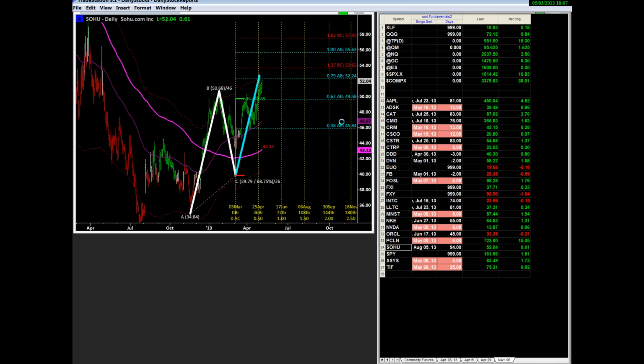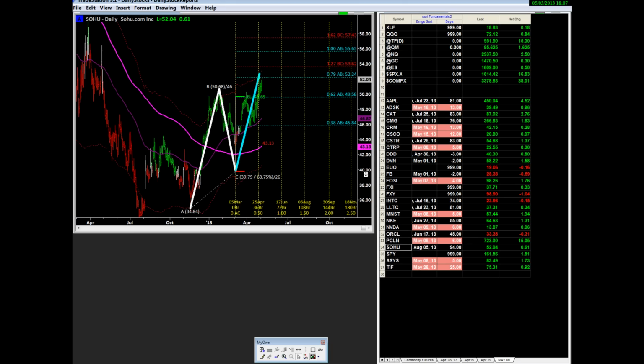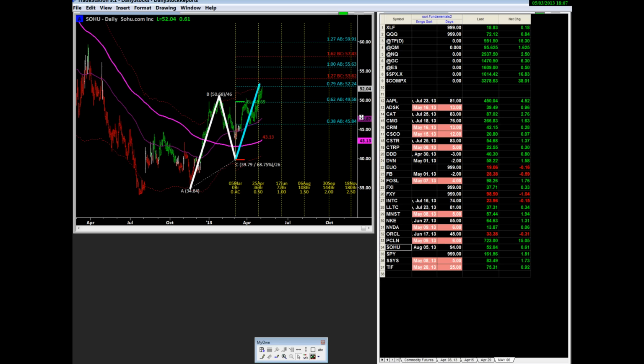The next one is Sohu. Sohu is again an ABC bullish pattern. It has now reached its first target range, between $49 and $52. I guess the next would be about 55, or it could even go higher because there are lots of these Chinese stocks which are showing quite a bit of strength.